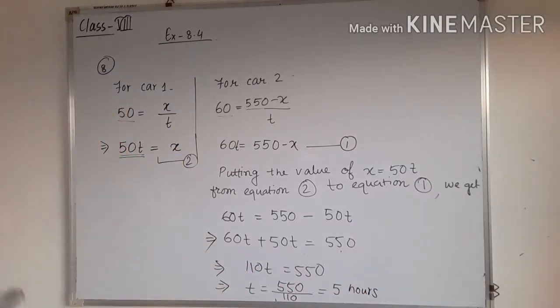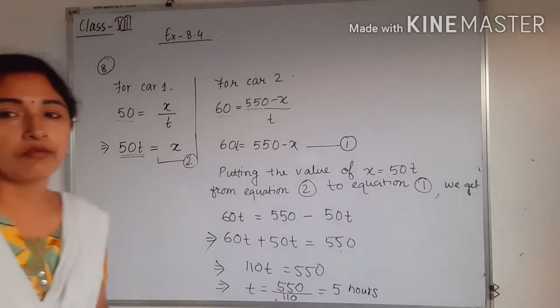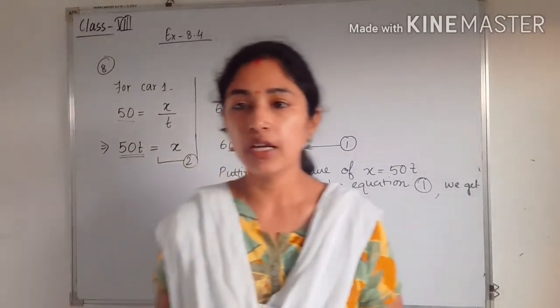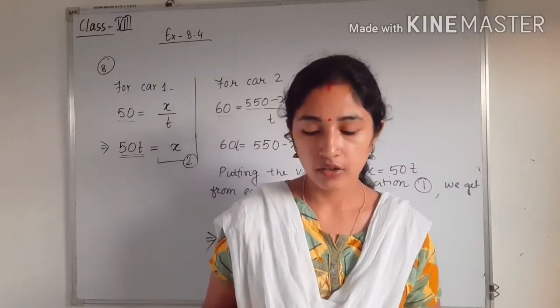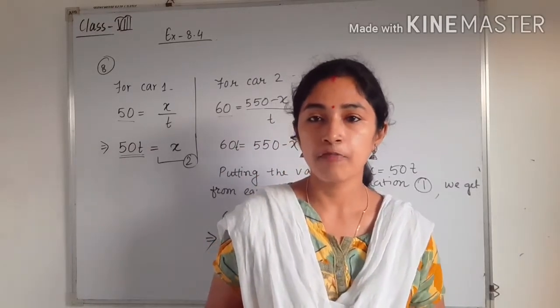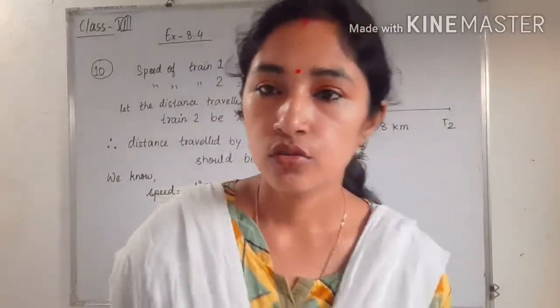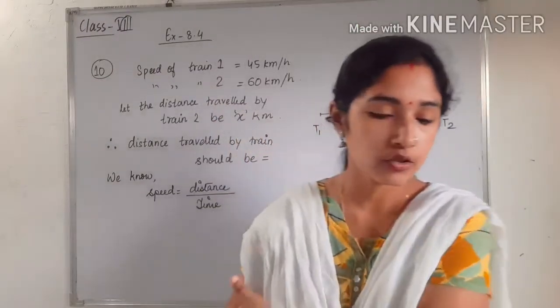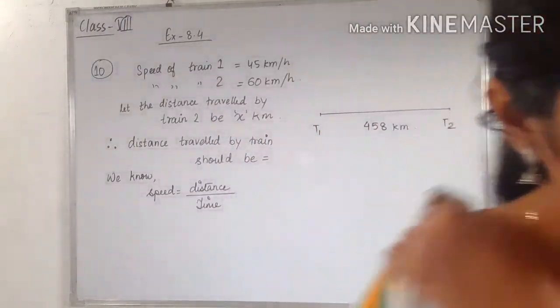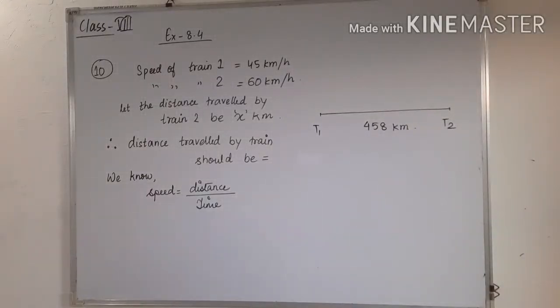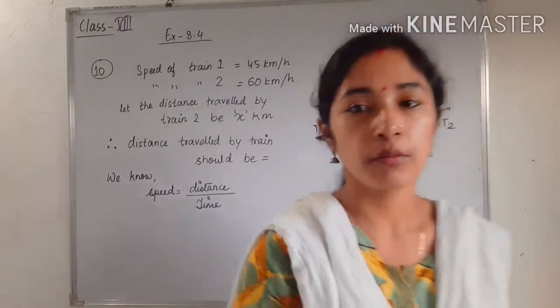So that means what? Finally you have to write, therefore, they took 5 hours, so that the distance between them will be what? 550 kilometer. Okay. So like that you have to write the final answer. So students, try to do the next question. Next question is also same, that is question number 9. So I am doing the next one, that is question number 10.